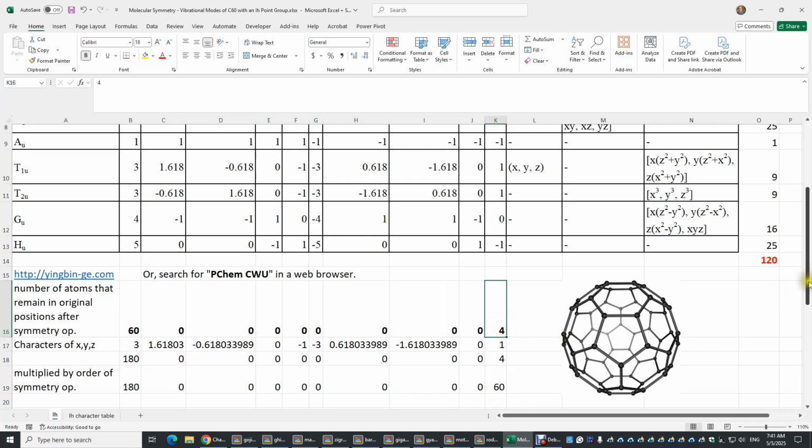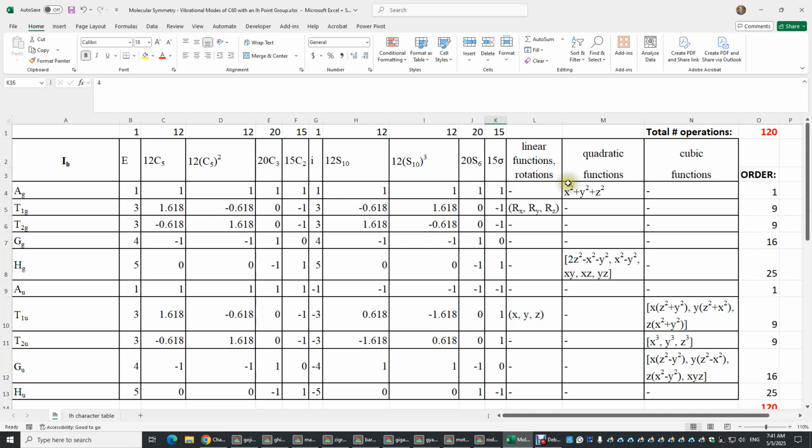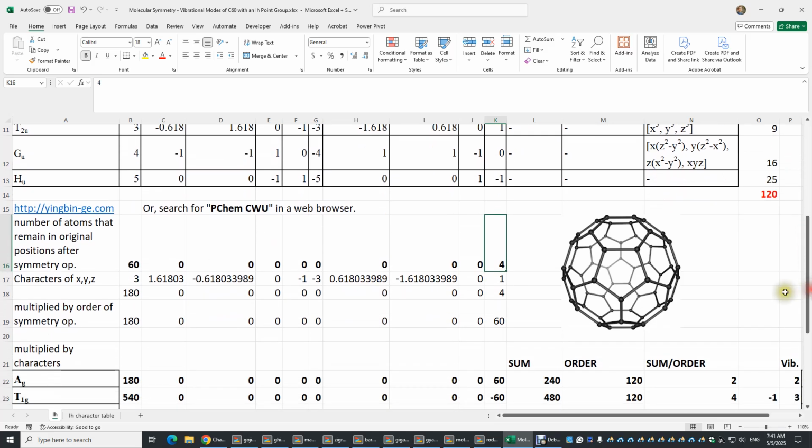The only other exception is this. You can see there's a 4 here. This is the sigma symmetry plane, and I'm going to show you just one sigma plane that cuts this carbon 60 into 2 halves. If we cut this carbon 60 this way, you can see these 2 carbon atoms will remain in their original positions. So do these 2 carbon atoms. So 1, 2, 3, 4. Because this sigma symmetry plane contains these 4 carbon atoms.